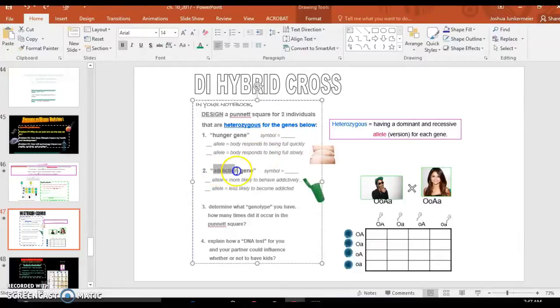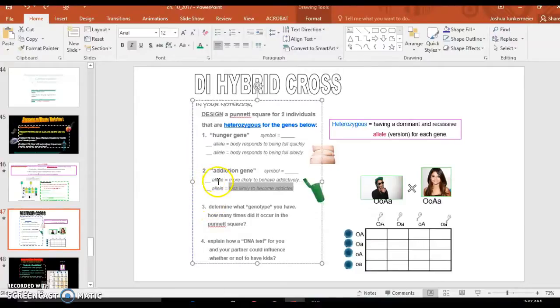And then the same thing for addiction, you want to create a letter symbol for it. And in this example, the students chose A for addiction, which makes sense. A, addiction, right? And students always have to decide which allele to make dominant. And one is people are more likely to behave addictively, and the other allele for the addiction gene, people are less likely to become addicted. So there's 2 different versions, one where you're more likely to behave addictively, one where you're less likely to behave addictively. You have to decide which one is dominant, which one's recessive. Again, it doesn't matter. Just one needs to have a capital A, one has to have a lowercase a.